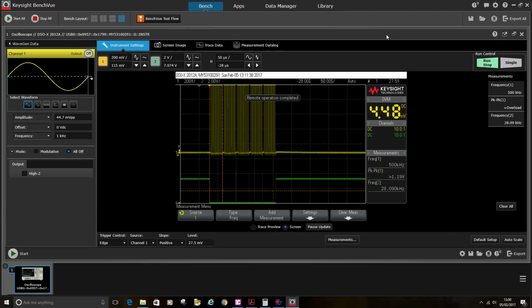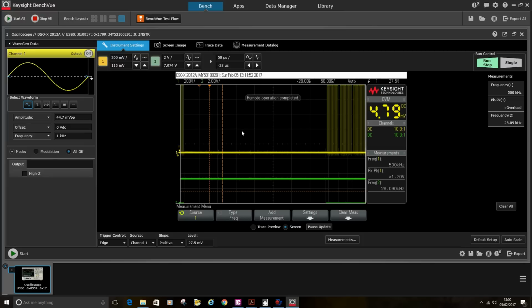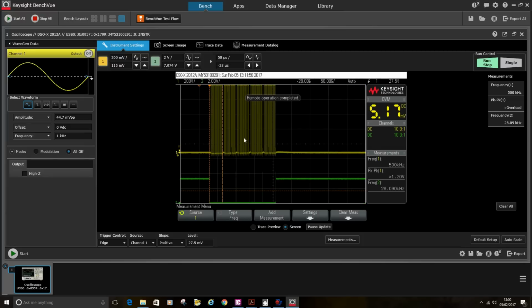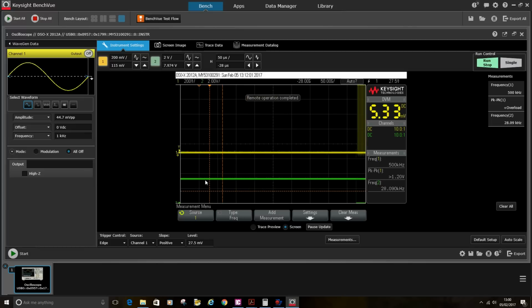Right, I apologize in advance if this microphone starts clicking. I'm not sure if it's this oscillator running in the background or what.